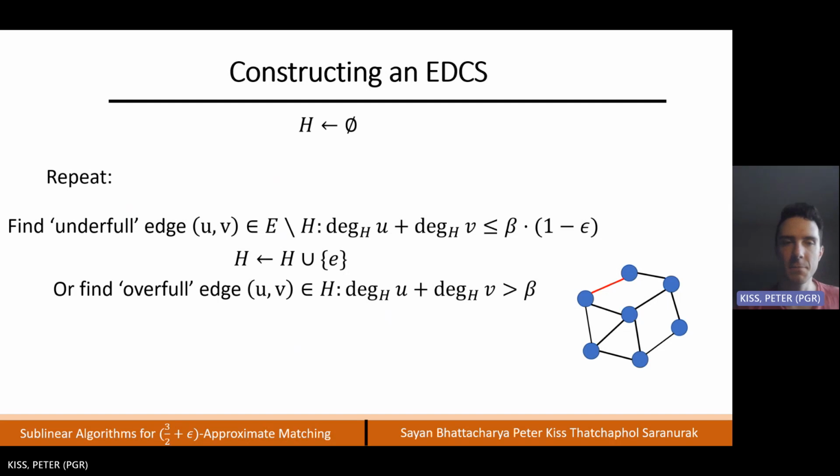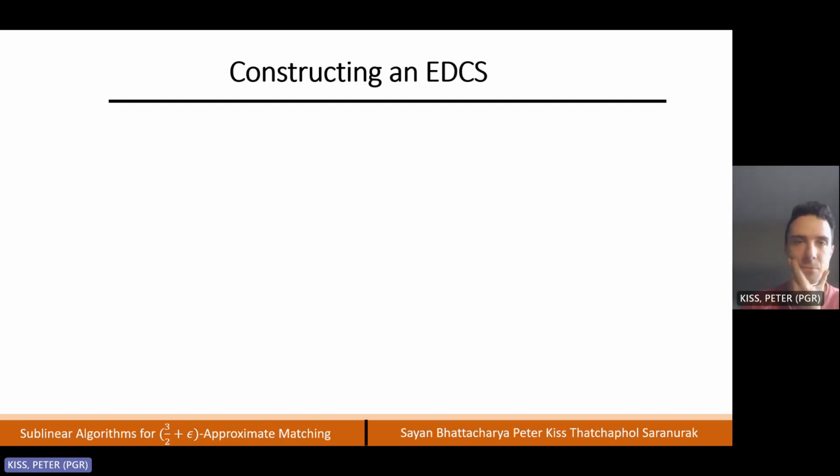And if we find an overfull edge inside of the EDCS, which has edge degree greater than beta and should be thrown out because it's too large, we actually just throw it out. So the middle edge there has edge degree 4. We want it to be 3. We remove it. And this greedy process can be repeated arbitrarily.